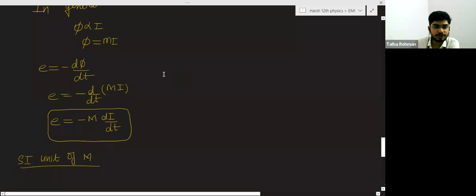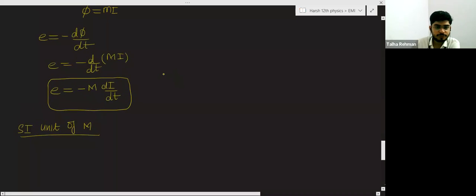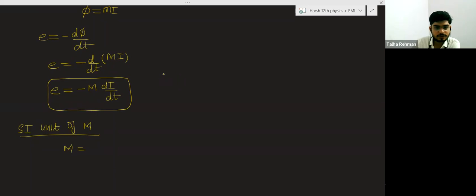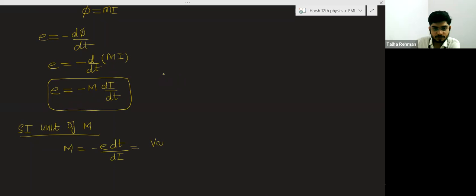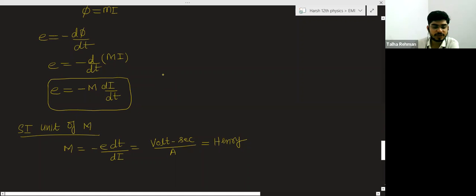So for the SI unit of M, what will you do? Calculate M from here. You will get M is equal to e dt divided by di. So this will become the unit volt second by ampere, and this unit is known as the Henry.